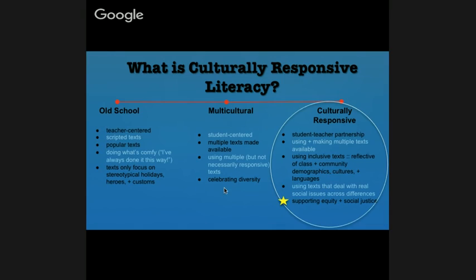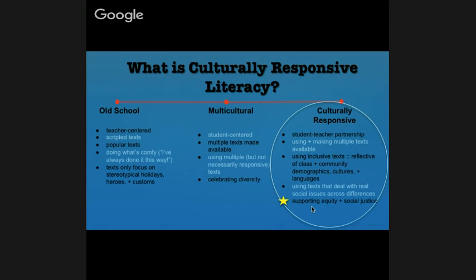So if you look to the column to the left over here under multicultural, it says celebrating diversity. And this is oftentimes where people get stuck. What I see in classrooms across the country is that teachers are working really, really hard on being culturally responsive. They have great student-teacher partnerships happening. They're using multiple texts. They are using texts that reflect real social issues and so forth. But folks are usually still just over in this column of celebrating diversity, not really digging deeper down into supporting social justice as we should be if we're being culturally responsive.